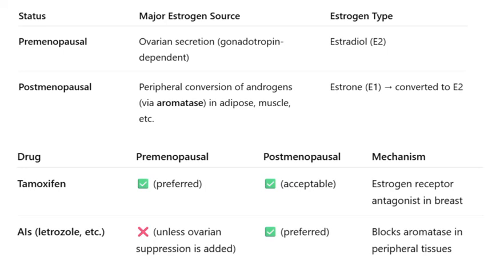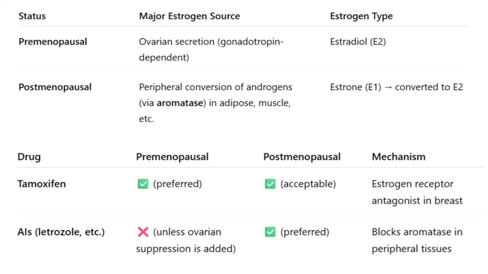In premenopausal women, AIs block peripheral estrogen synthesis, but the ovaries compensate by increasing estrogen production due to loss of negative feedback, increased LH-FSH from the pituitary, which negates the effect of the aromatase inhibitor unless ovarian function is concurrently suppressed, e.g. via GnRH agonists or oophorectomy.